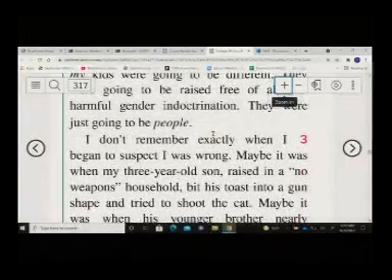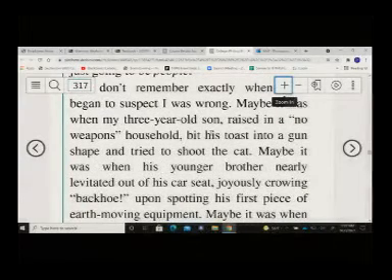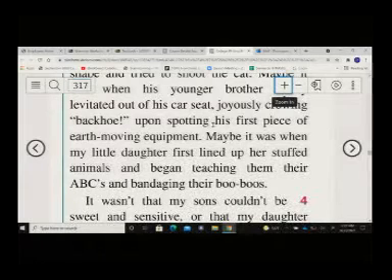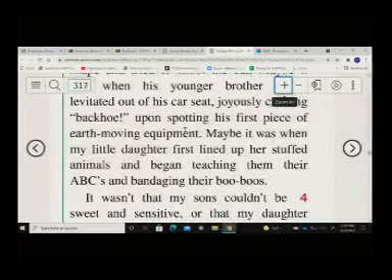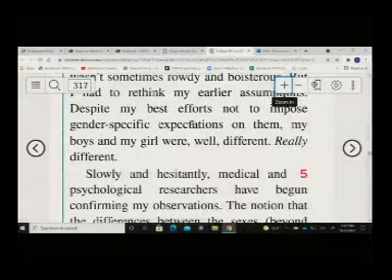I don't remember exactly when I began to suspect I was wrong. Maybe it was when my 3-year-old son, raised in a no-weapons household, bit his toast into a gun shape and tried to shoot the cat. Maybe it was when his younger brother nearly levitated out of his car seat, joyously crowing, "Backo!" upon spotting his first piece of earth-moving equipment. Maybe it was when my little daughter first lined up her stuffed animals and began teaching them their ABCs and bandaging their boo-boos. It wasn't that my sons couldn't be sweet and sensitive, or that my daughter wasn't sometimes rowdy and boisterous, but I had to rethink my earlier assumptions. Despite my best efforts not to impose gender-specific expectations on them, my boys and my girl were, well, different.